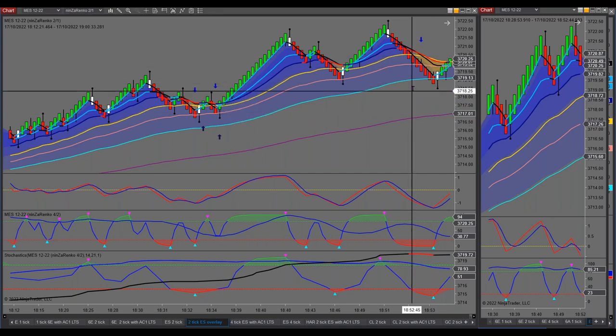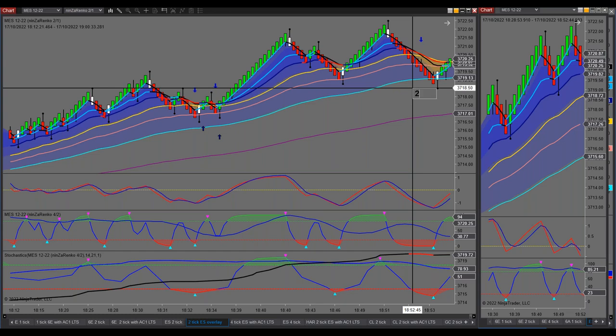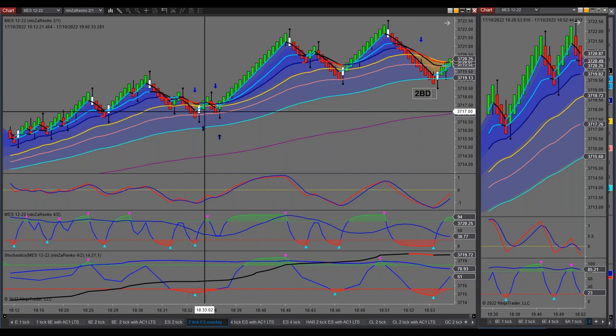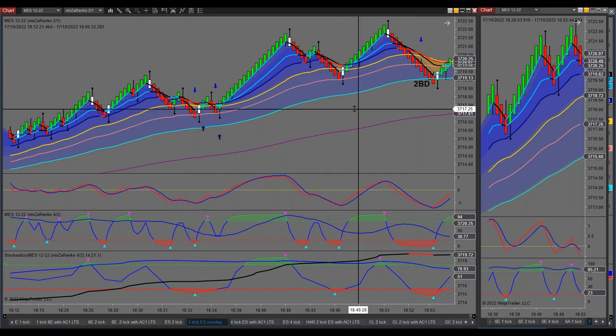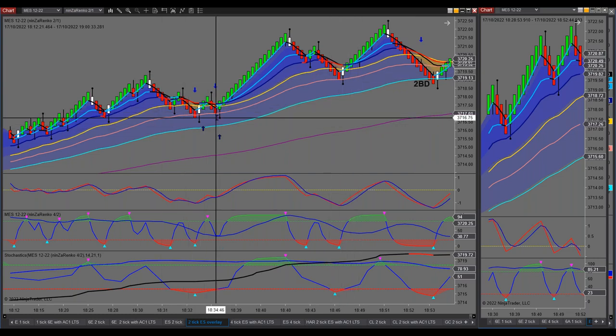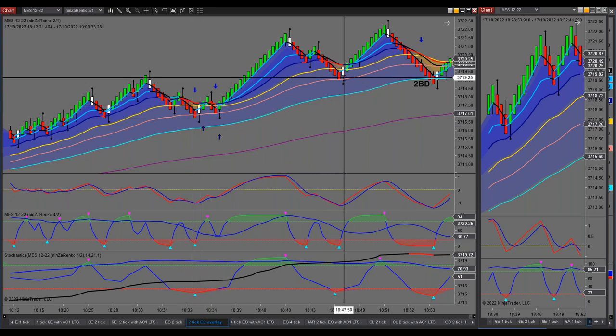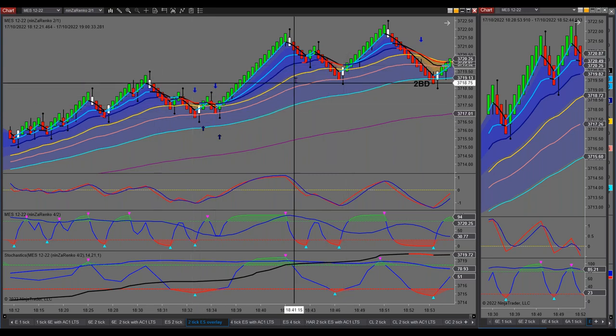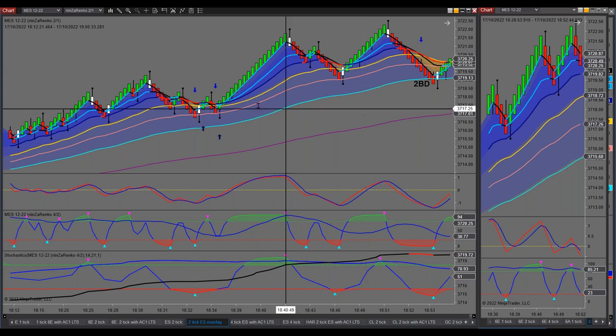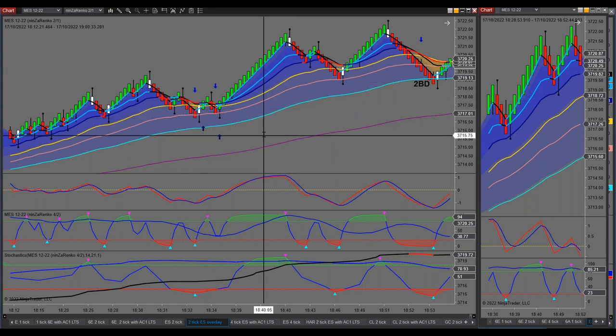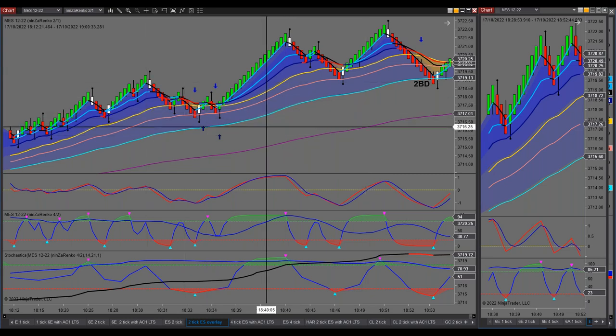A 2BD is very simply a 2B like we had there and we had there, both would have been winners, and very mechanical in their nature. Okay. And the great thing about a 2B, it takes a longer time period to set up. So you've got plenty of time.